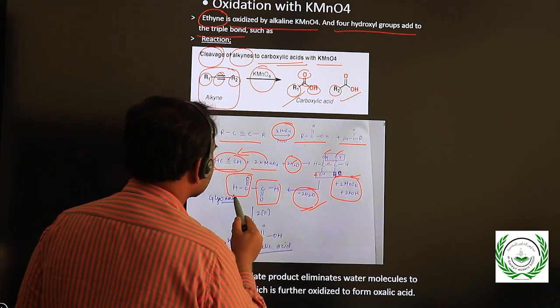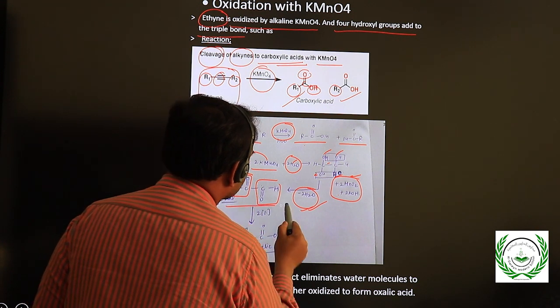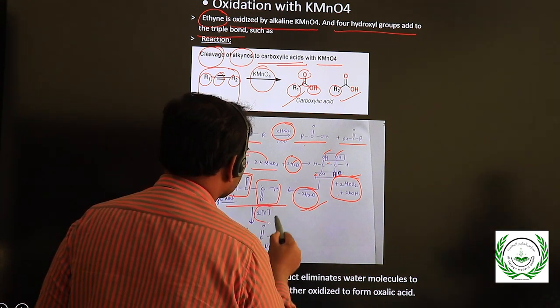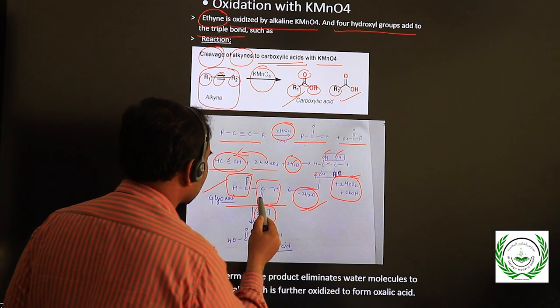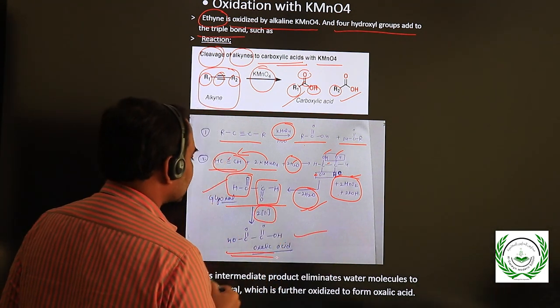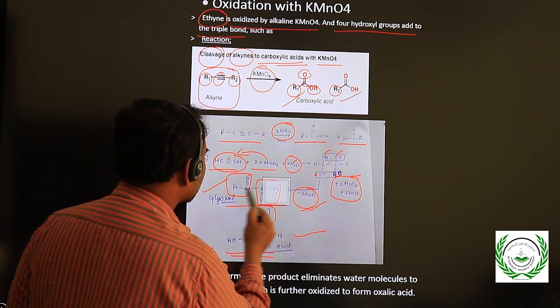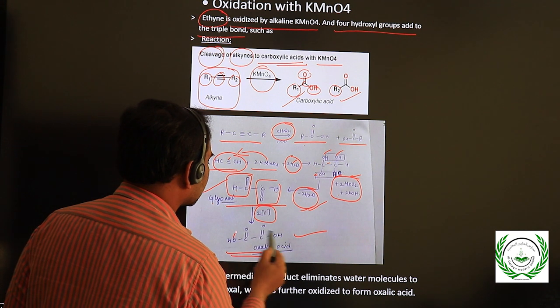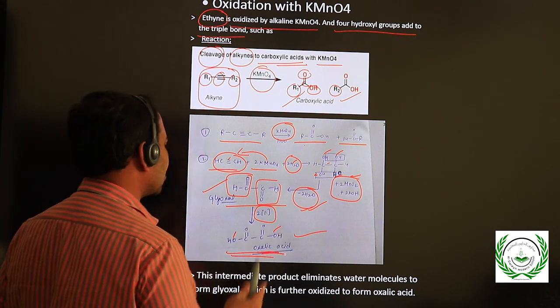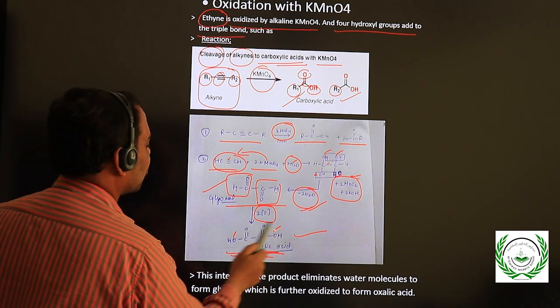What is happening at last? Glyoxal. This is the glyoxal. This is nascent oxygen. When nascent oxygen is added to the glyoxal, the last oxalic acid is formed. So what's happening here? You can see here for this H, the oxygen is attached. So this is oxalic acid. So only the difference between glyoxal and oxalic acid is the O here.